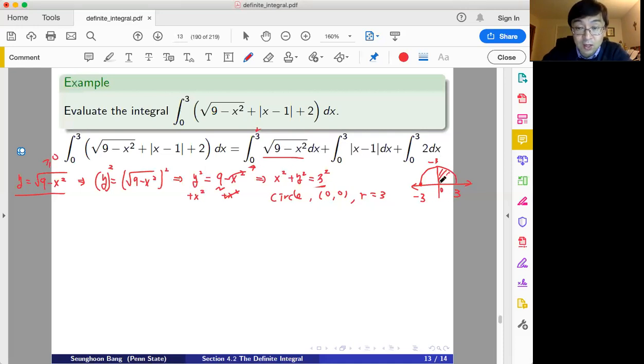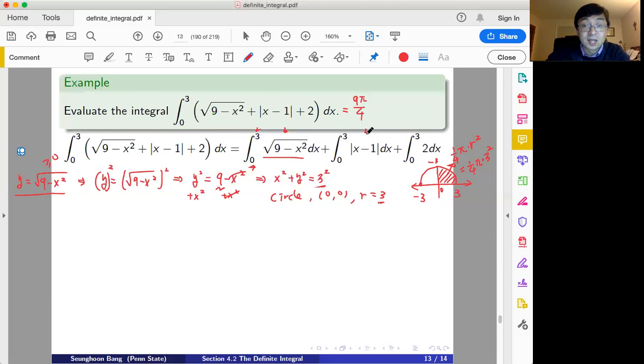We have the area of a circle, only this one, the quarter circle. So what's this area? This area is pi times r squared times 1 over 4, just a quarter. So we have 1 over 4 times pi times r, where r equals 3. 3 squared equals 9. 9 times pi over 4. So the first one is exactly 9 pi over 4.